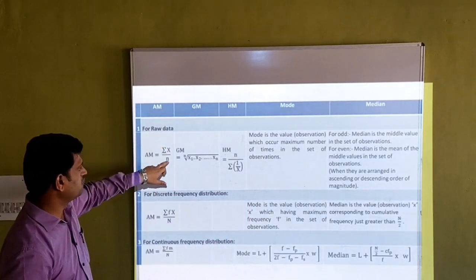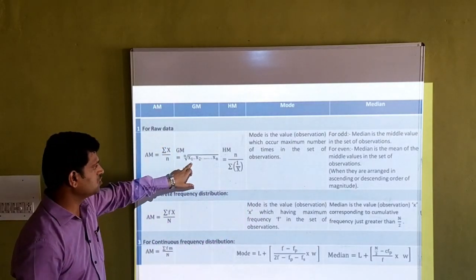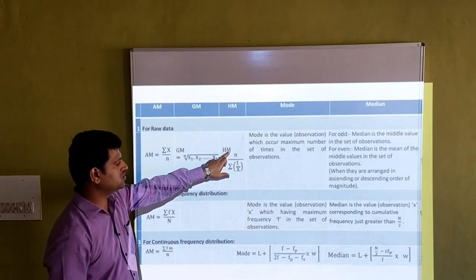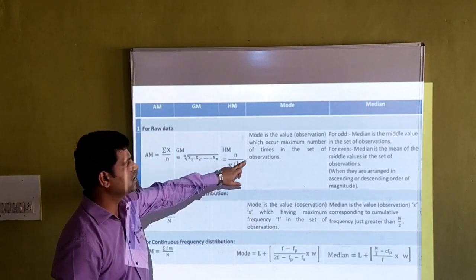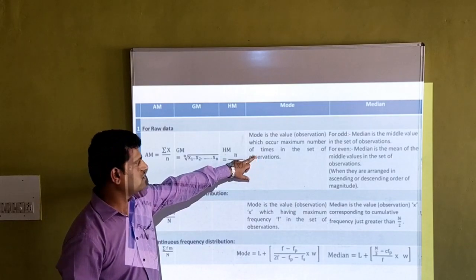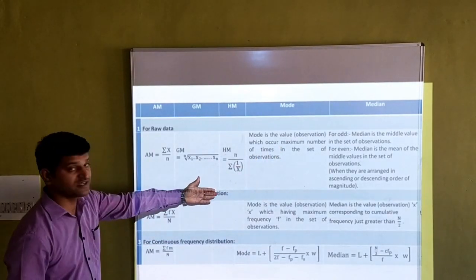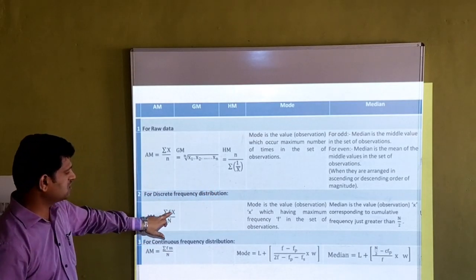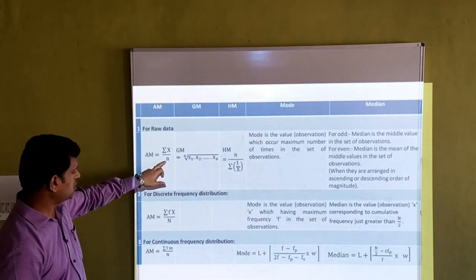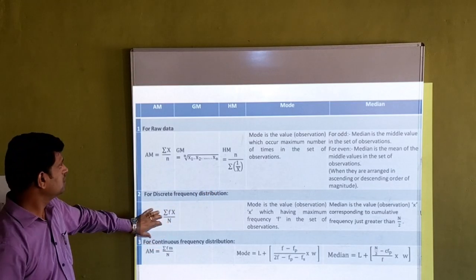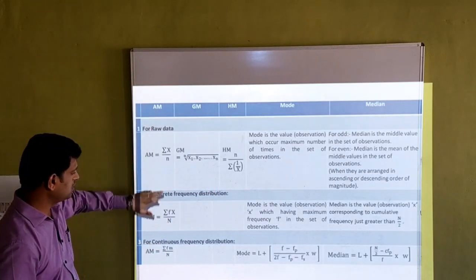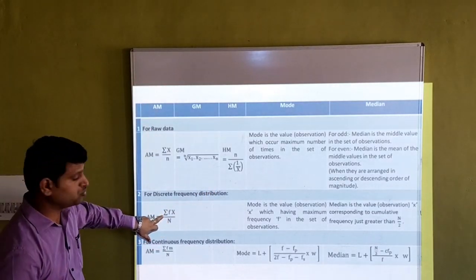So AM is summation of x by n, geometric mean is the nth root of the product of n observations, HM is n by summation of 1 by x, mode is the value occurring the maximum number of times, and median is the middle term. For discrete frequency distribution, AM is equal to summation of fx by capital N, here small n, here f comes, and capital N, this with respect to arithmetic mean.